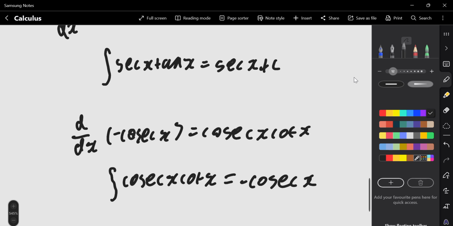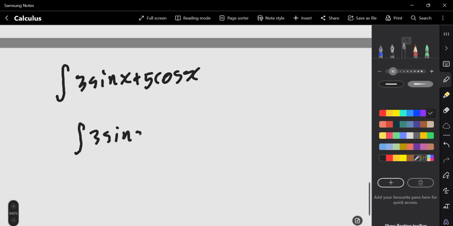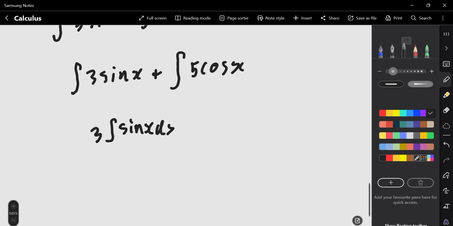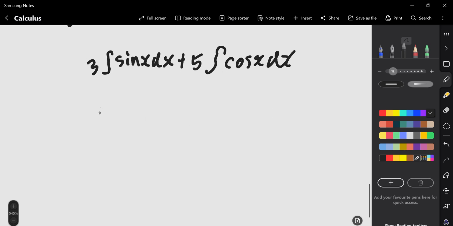Let's do a challenge question. Let's do the integral of 3 sine x plus 5 cos x. Break it up. The integral of 3 sine x plus the integral of 5 cos x. Pull the constants out. You're going to have 3 lots of the integral of sine x plus 5 lots of the integral of cosine x. And so we know these integrals. That's going to be minus cos x. So we're going to have minus 3 cos x plus 5 lots of sine x.